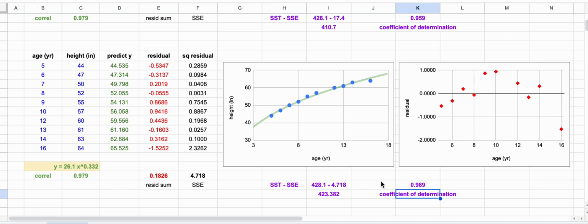So hopefully this gives you a little more information or insight on the coefficient of determination and how we calculate it.